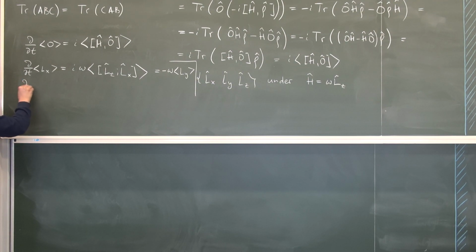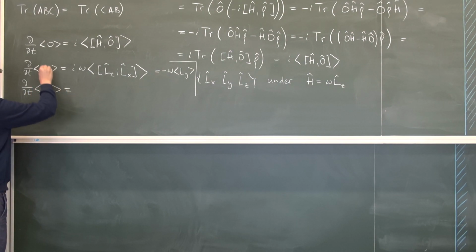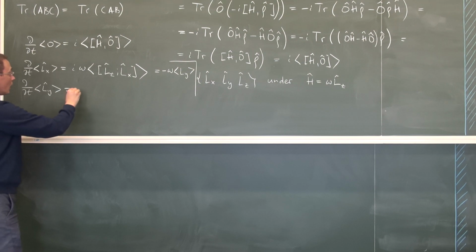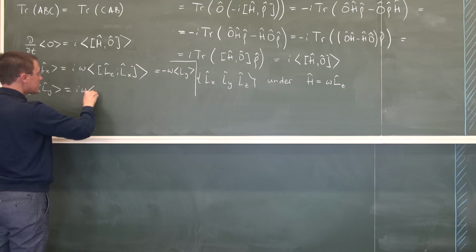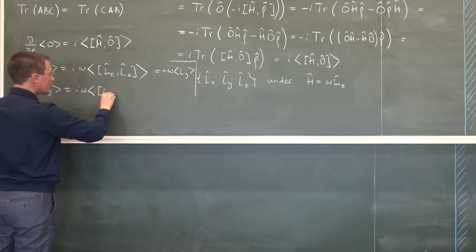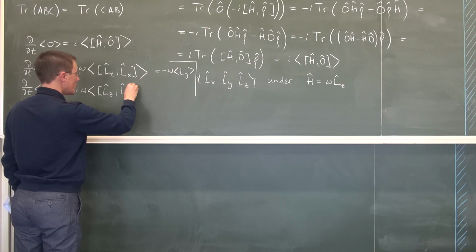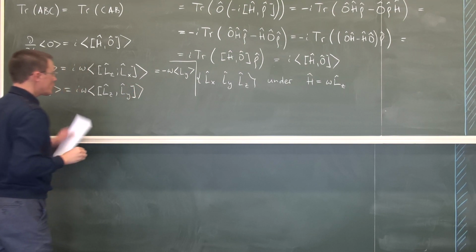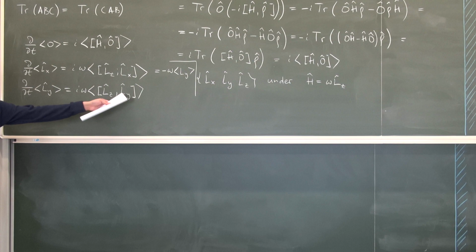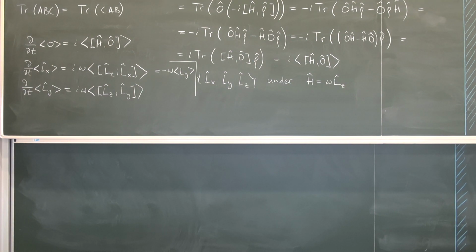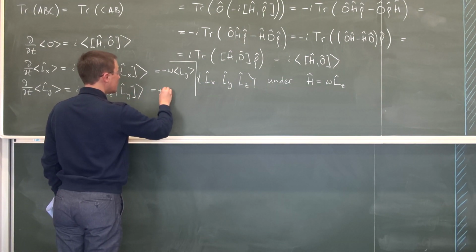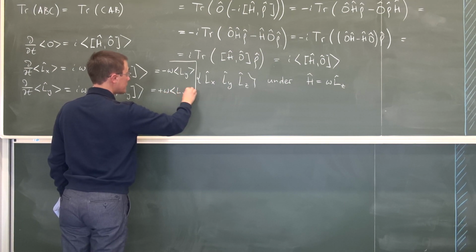Because that actually is the first Bloch equation in the absence of relaxation. Okay, then d by dt of Ly is going to be i omega, and then our commutator is omega Lz, and here the observable is Ly. And the commutator of Lz with Ly, look, as cyclic permutations go, this is the wrong way around, so this is minus Lx. Minus i times i is a plus, and so we have plus omega Lx.